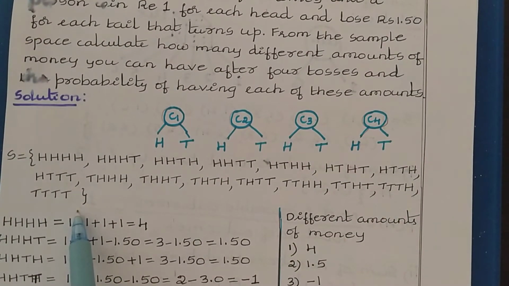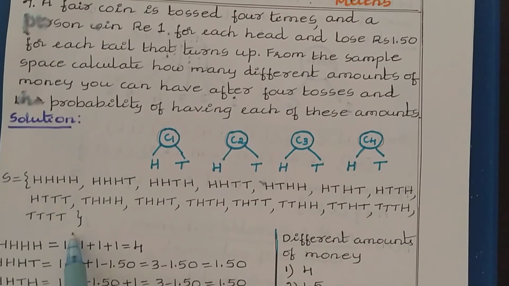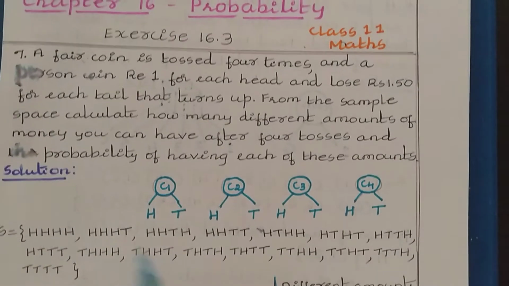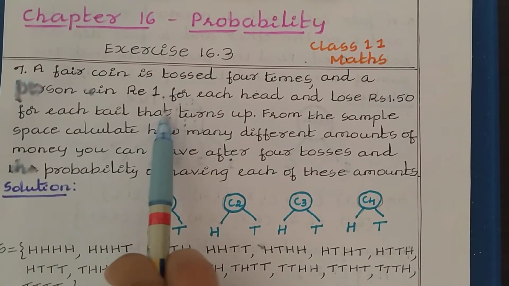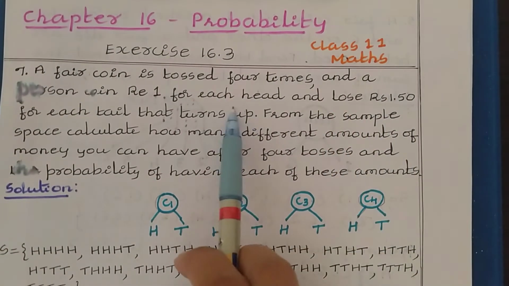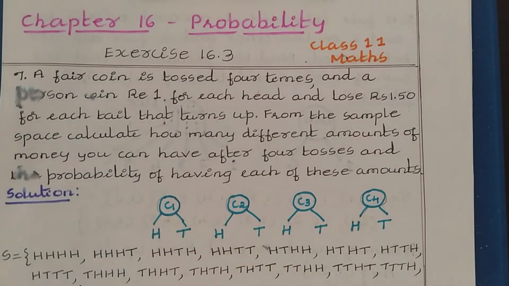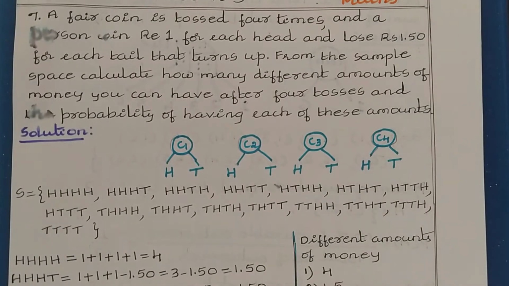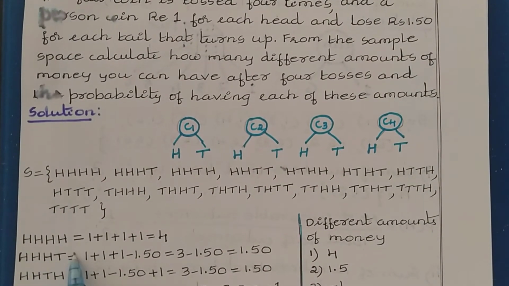Now in this question, we need to calculate how many different amounts of money we can have from this experiment. So they have given in this experiment, the person wins rupees 1 for each head and loses rupees 1.50 for each tail. So based on that, we need to calculate the different amounts. First let us calculate that. So here to calculate that, we have to consider each outcome. So first outcome we have head, head, head and head.